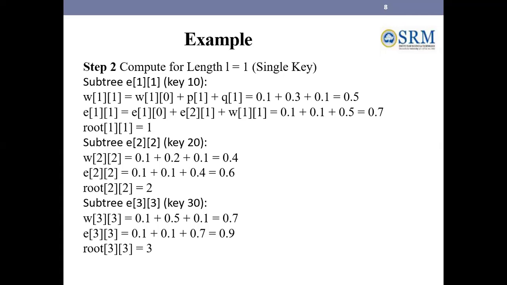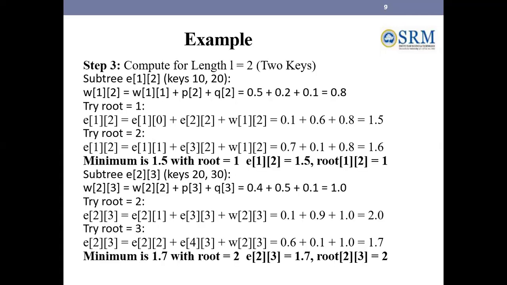Now, initially we are taking root of 1, comma 1. So there's only one node, the root node will be 1. For 2 also the root node will be 2. For 3 also the root node will be 3. For a single node, the same node is the root node. And go to step 3.